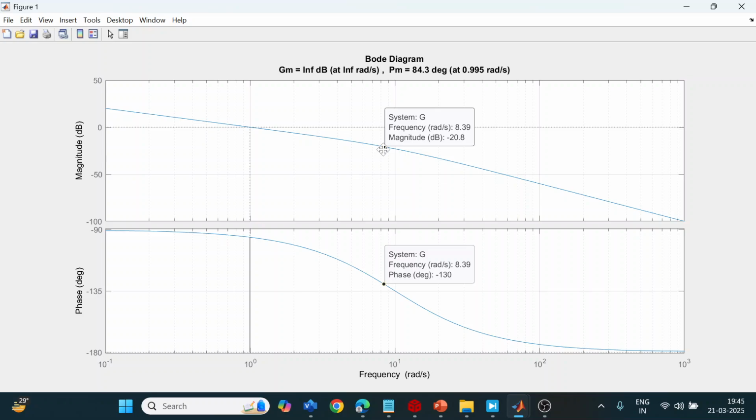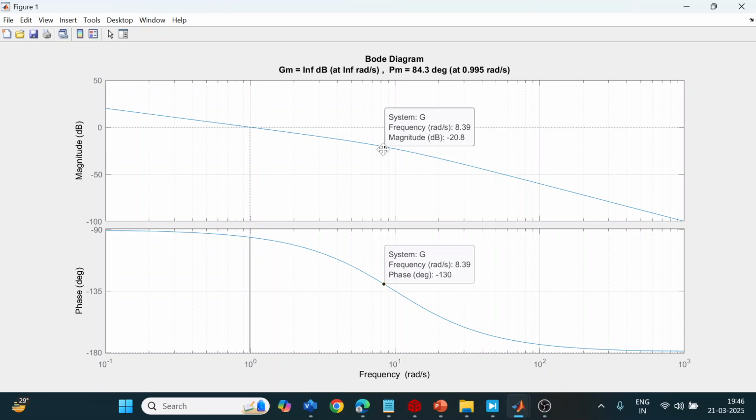This is negative, but whatever gain you are adding, you make this magnitude equal to unity. Unity means 0 decibel, 1. You have to make, at omega equal to GC, your magnitude equal to 1 at 8.39. So what do we need to do? You now have minus 20.8 and you have to make it equal to 1. 1 means 0 decibel, so everything is in decibel. If you add plus 20.8, then you get 0 decibel. 0 decibel means your magnitude equals 1.